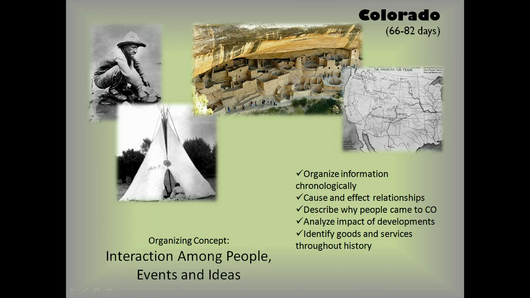This is the most significant concept in this unit and allows students to think about people, events, and ideas and their influence on each other over time in the state. Students consider the various people who have migrated to or lived in Colorado over time, what events and ideas brought them here, and how the state has changed due to events, people, and ideas. To guide students toward this concept's understandings, students will organize information chronologically, identify cause and effect relationships, describe why people came to Colorado, analyze the impact of developments, and identify goods and services throughout history.